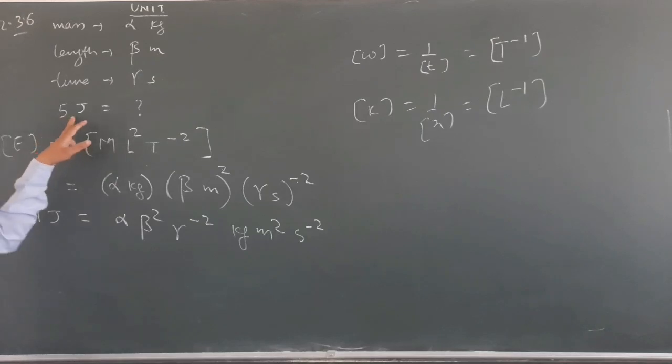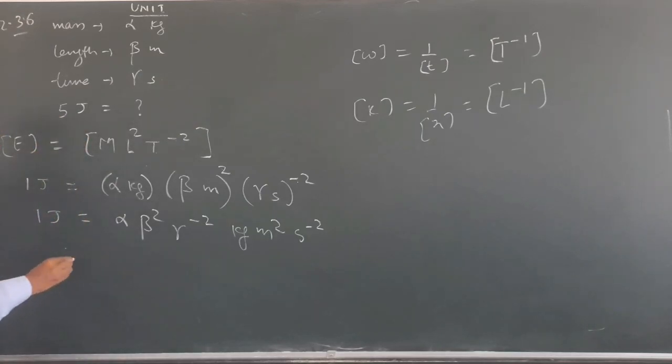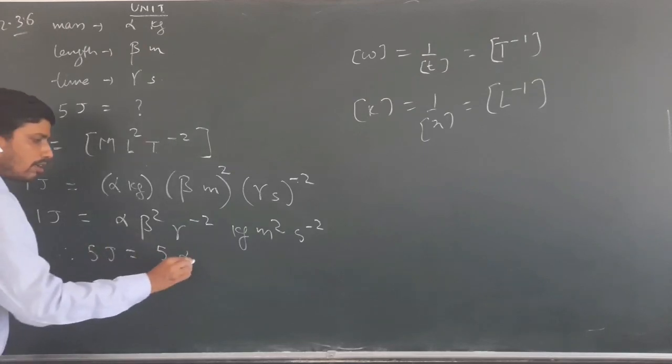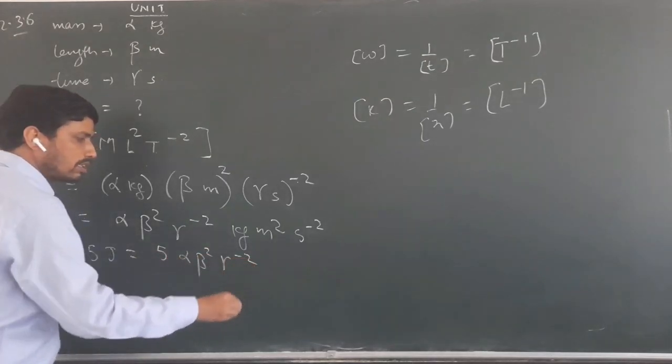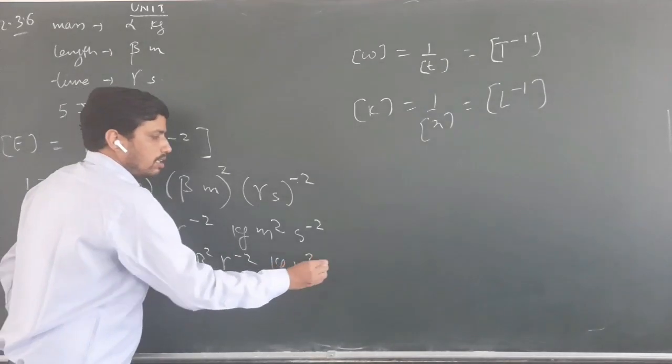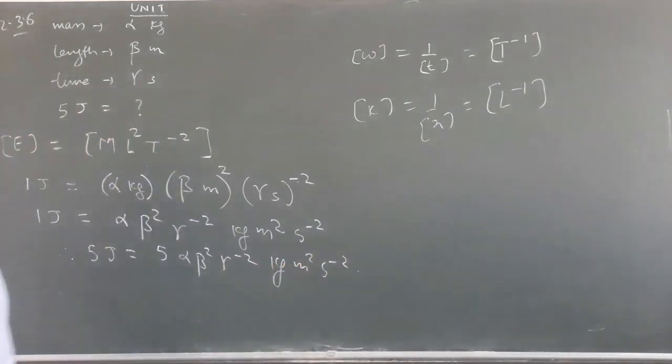In the question, they have asked about 5 joules. So, therefore, 5 joules of energy will be 5 times alpha beta square gamma to the power minus 2, and the unit remains so.